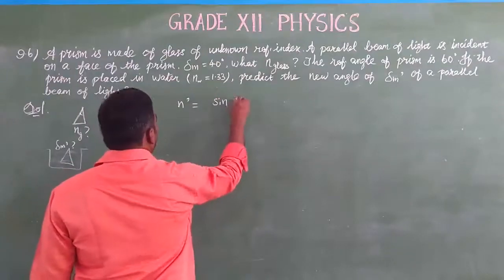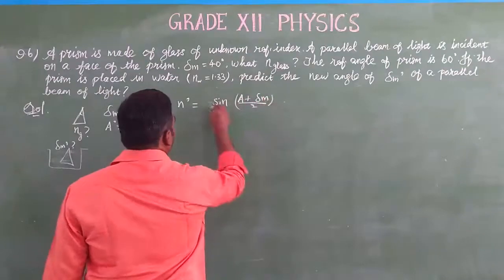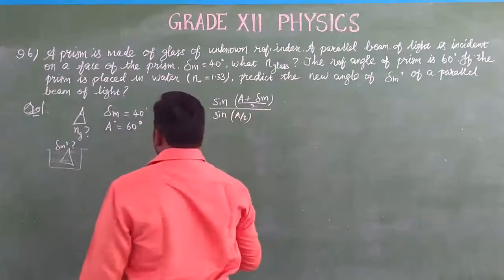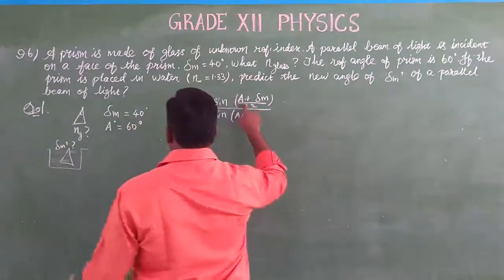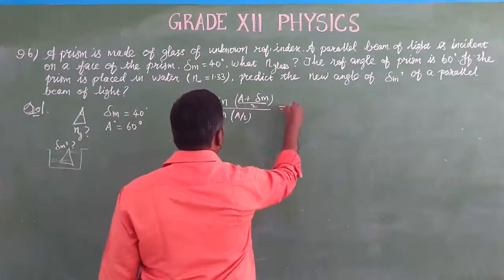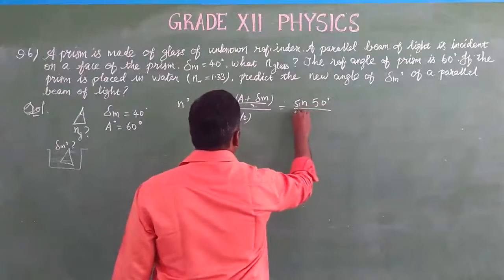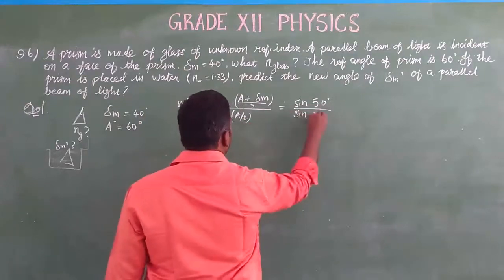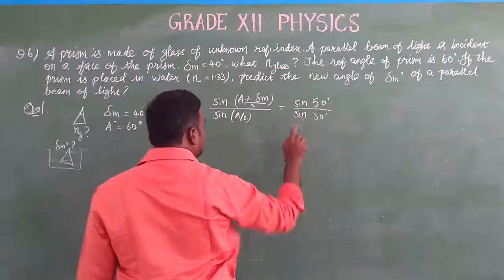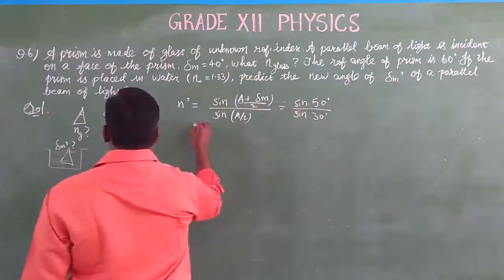Already we know the formula: sin((A plus delta m) by 2) divided by sin(A by 2). So substitute the values. A is 60 degrees, so 60 plus 40 is 100, by 2 is equal to 50. It is sin 50 degrees divided by sin of 60 by 2, which is 30 degrees. After substituting the values, sin 30 we know is 1 by 2, and the sin 50 degree value we also know.